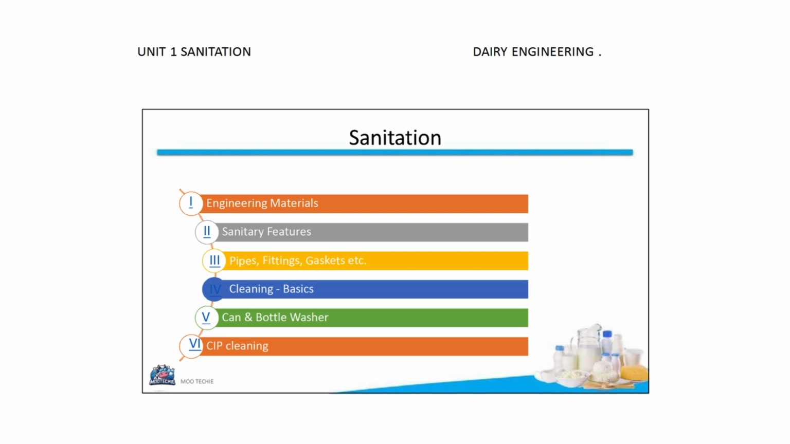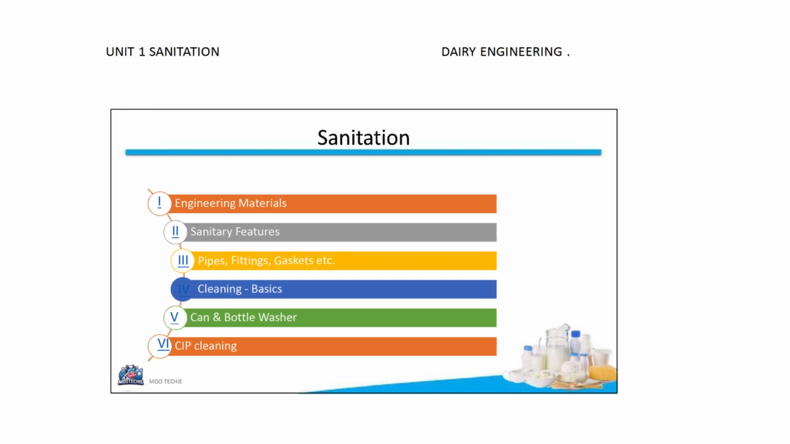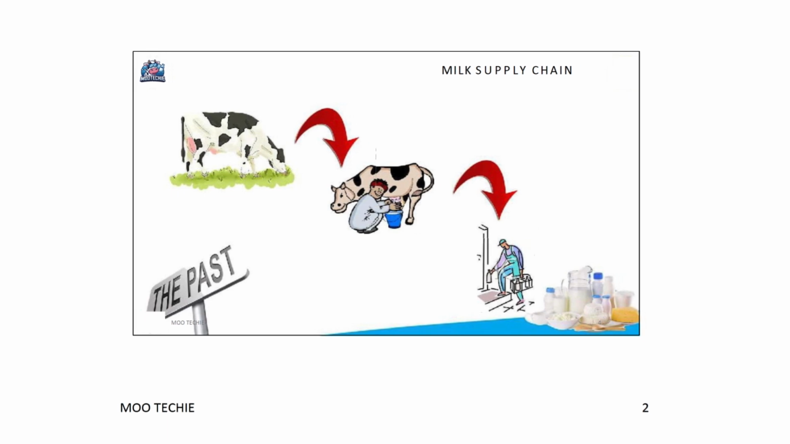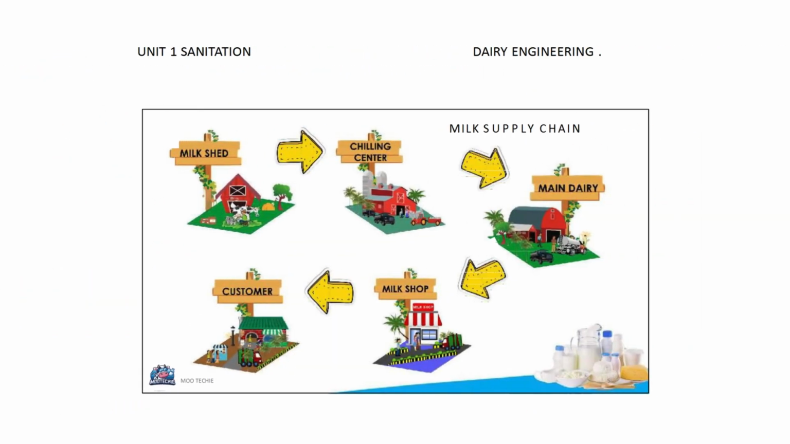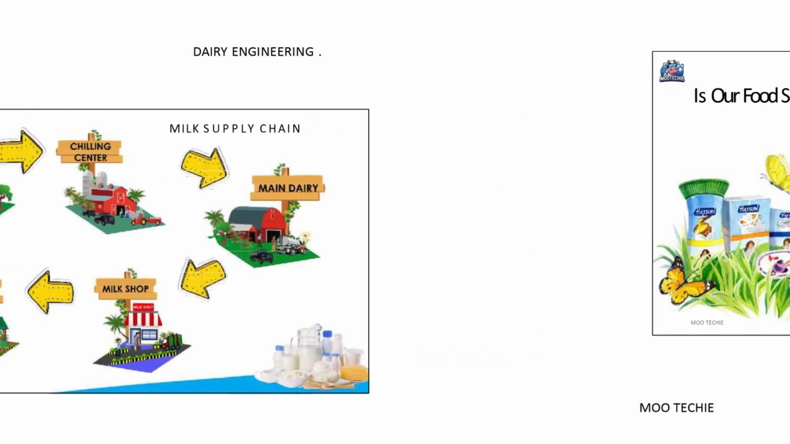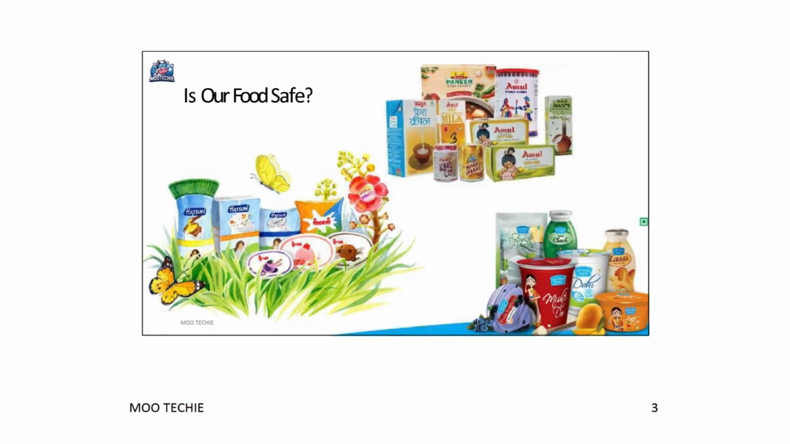To understand why this is so important, let's look at the milk supply chain. Milk travels from the milk shed to the chilling center, to the main dairy processing plant, then to the milk shop, and finally to you, the customer. At every single step of this journey, sanitation is paramount. This leads us to a vital question. Is our food safe? Unfortunately, history shows us that when sanitation fails, the consequences can be severe.